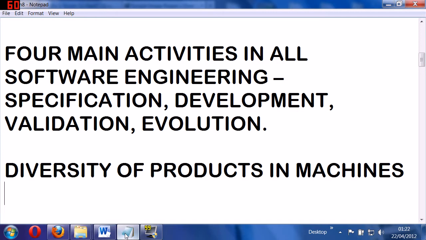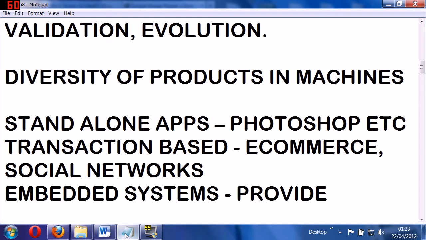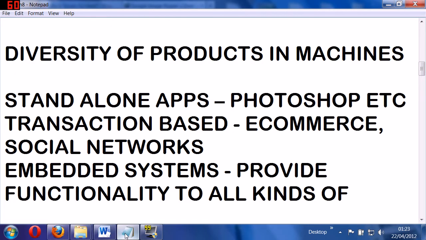Anyway, so the diversity of products in machines. I've talked about this a little bit in some of the previous lessons. However, in this unit you have to be much more all-encompassing, and it's almost the link between the computer world and the engineering world. Some of these are going to be more than just computers. There are standalone apps, which is one kind of thing you do, like Photoshop, 3ds Max, Maya. Then you've got transaction-based systems, so it could be e-commerce or social networks.